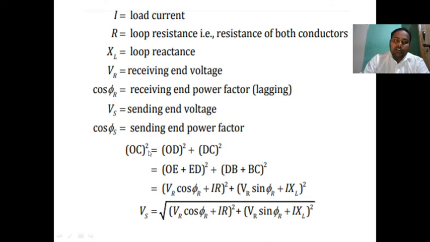So how can you find out the sending end voltage? Please see, the sending end voltage: OC square is equal to OD square plus DC square.